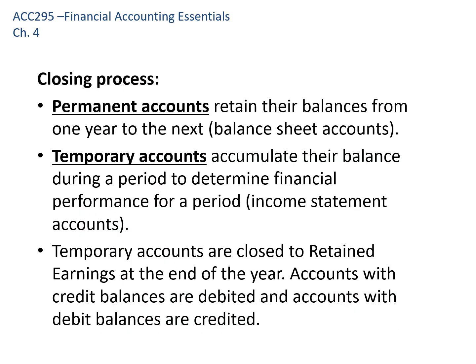So the closing process, that's again going to happen at year end. And we need to distinguish between two types of accounts, permanent accounts and temporary accounts. Permanent accounts are accounts that are going to keep their balance from year to year. If I own a $1 million building on December 31st, I still own that $1 million building on January 1st, right? That doesn't go away, right? It should carry over from one year to the next. So balance sheet accounts are permanent accounts, okay?